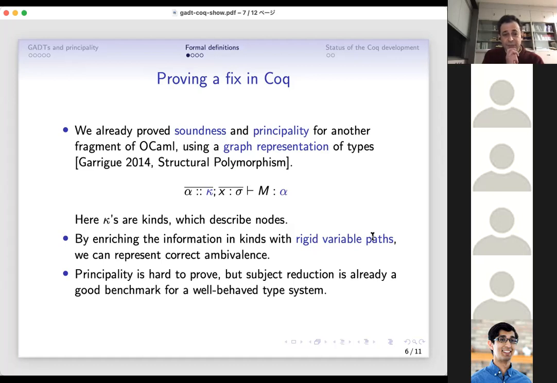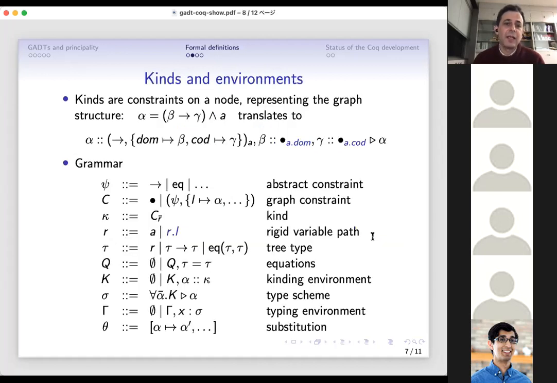So principality is going to be hard to prove, but as a first step, subject reduction is already a good benchmark for well-behaved systems. So this is the first part we are trying to prove. More details about the type system. I'm not going to give you many details, but just show you how we can encode the following types.